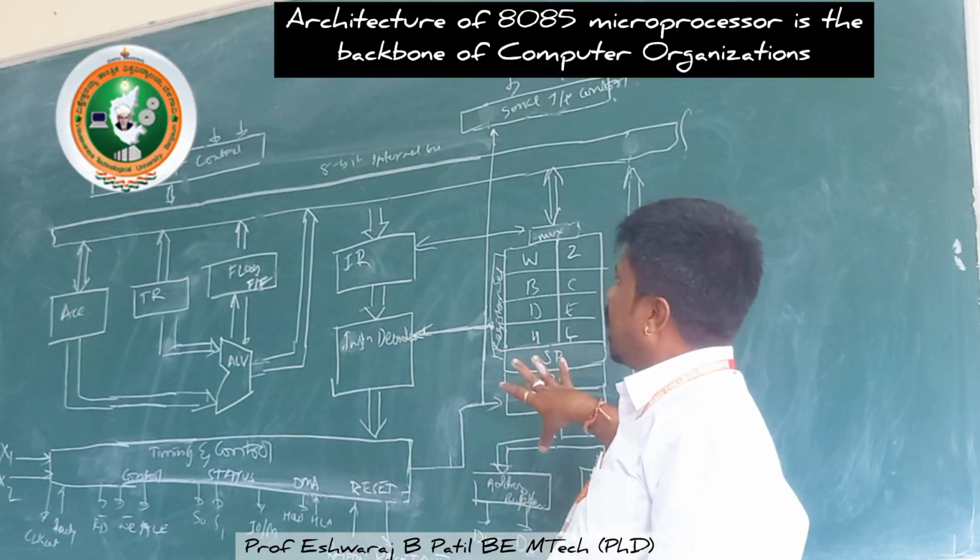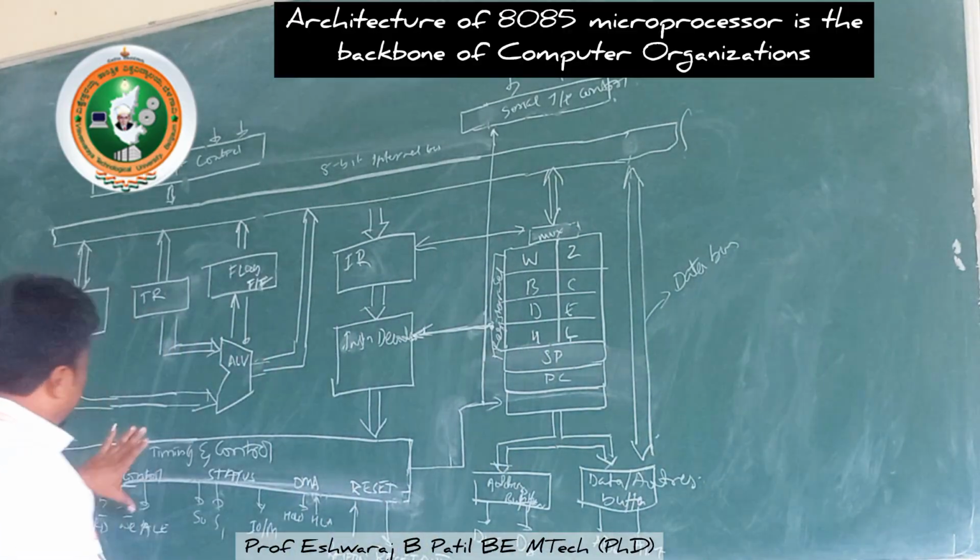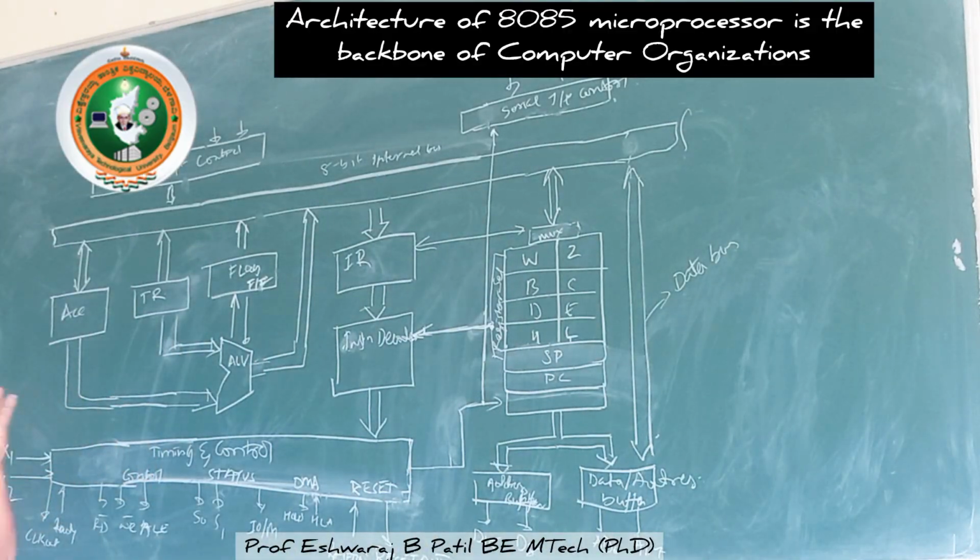This is the main architecture of the microprocessor. One more thing: this is completely the backbone of our CO subject. If you know this complete architecture, how the data flow happens, how the instruction is fetched from the memory to the processor, and executed, then definitely you can easily study the CO subject.